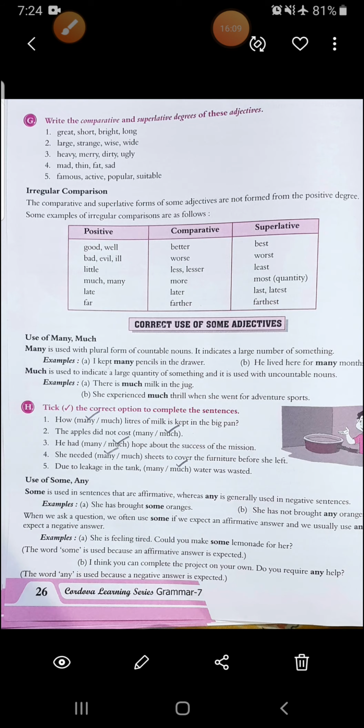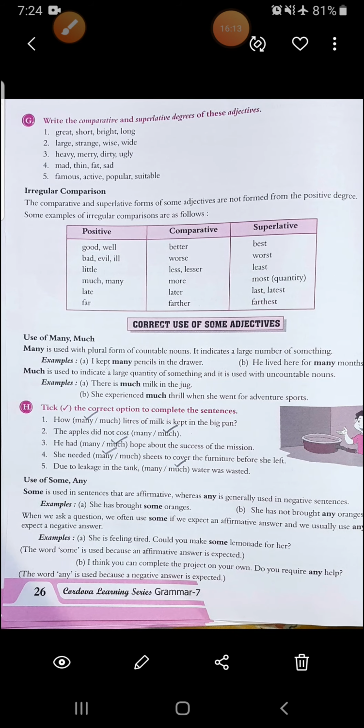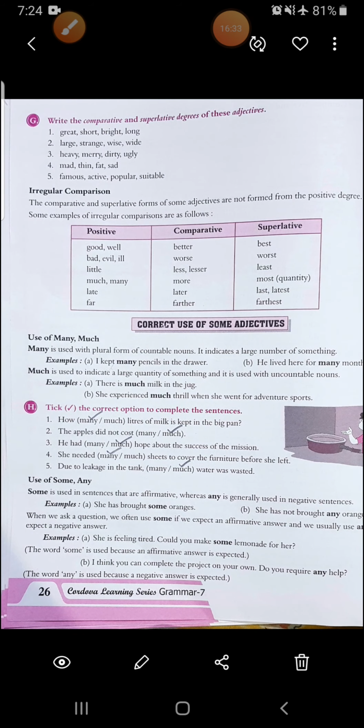In the first there are 4 words: great, short, bright, long. So great, you just add er and est. So great becomes greater and greatest. Short becomes shorter, shortest. Bright becomes brighter, brightest. Long becomes longer, longest.